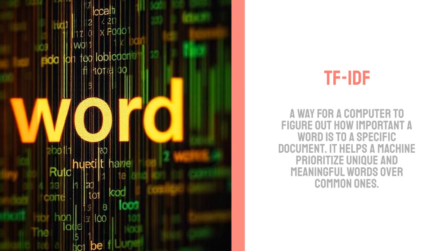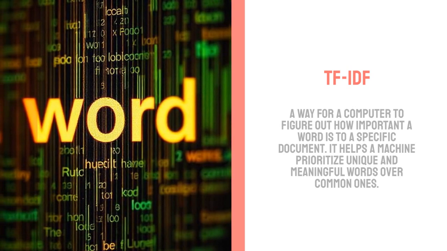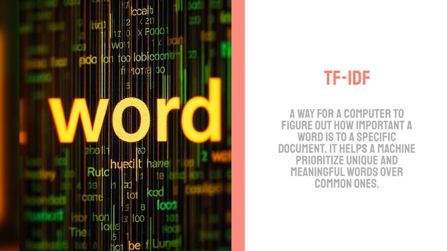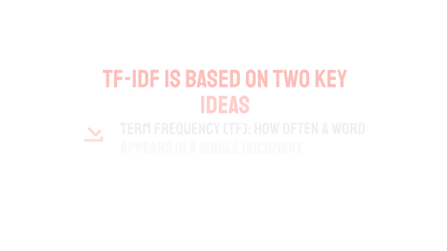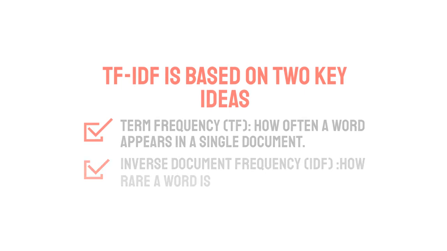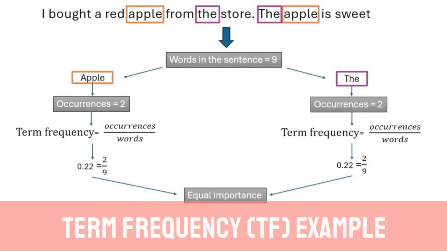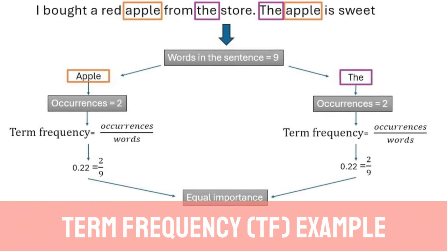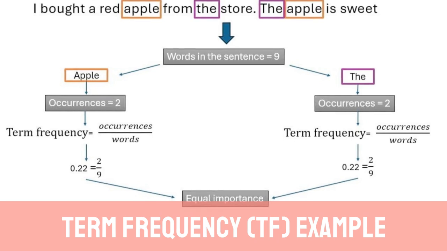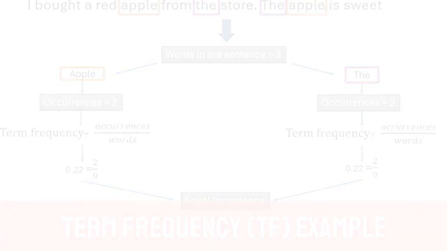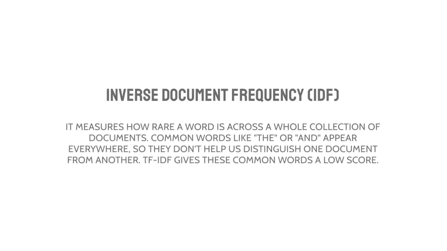Term frequency inverse document frequency, or TF-IDF, is a way for a computer to figure out how important a word is to a specific document. It helps a machine prioritize unique and meaningful words over common ones. TF-IDF is based on two key ideas. Term frequency, TF. This is simple. How often a word appears in a single document? If a word like apple shows up many times in a document about fruit, it's likely very relevant to that document's topic. Inverse document frequency, IDF.